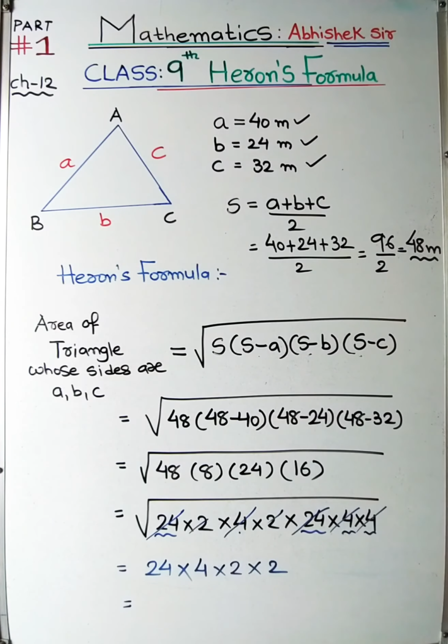Now we have to multiply 24 into 4 into 2 into 2, and the answer is 384. What will be the unit? Meter square. So this is how you will find the area by using Heron's formula.